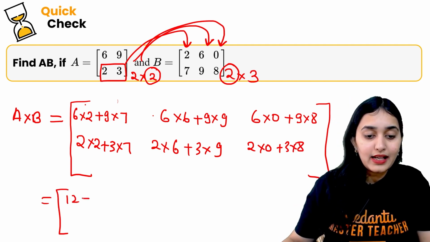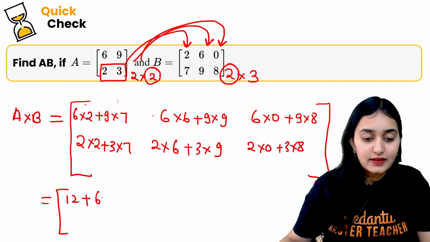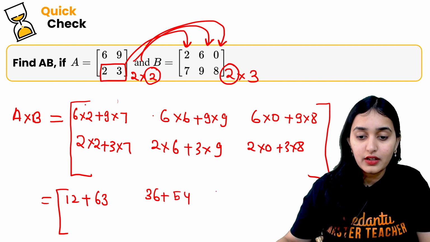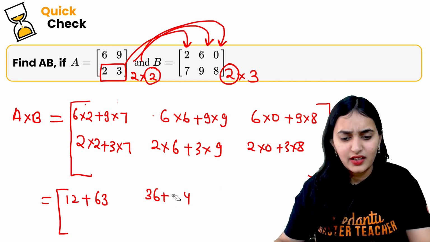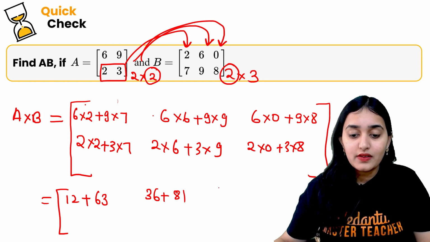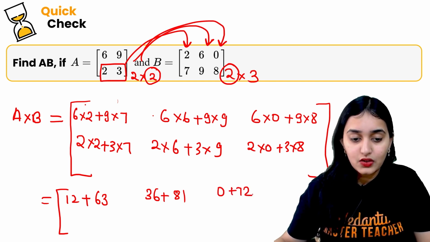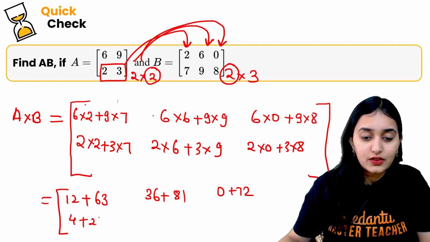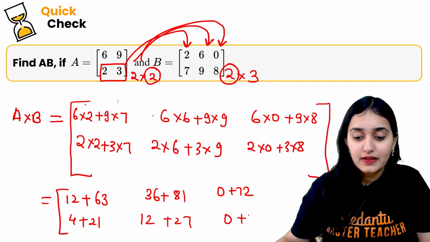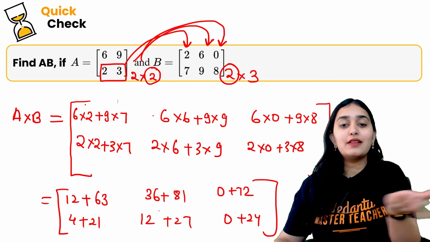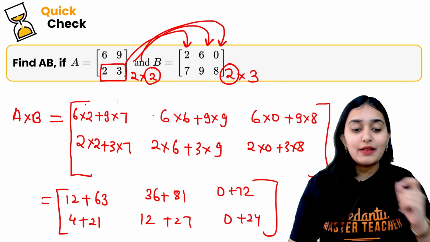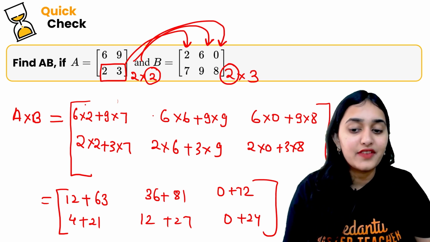6 2s are 12, 7 9s are 63, 6 6s are 36, 9 9s are 54, and 9 9s are 81. 6 zeros are 0, 9 8s are 72, 2 2s are 4, 7 3s are 21, 6 2s are 12, 9 3s are 27, 0 plus 24. Now, you can simplify this and get the answer. I am pretty sure that you can solve this further. So, simply just add all of them and you have the matrix.